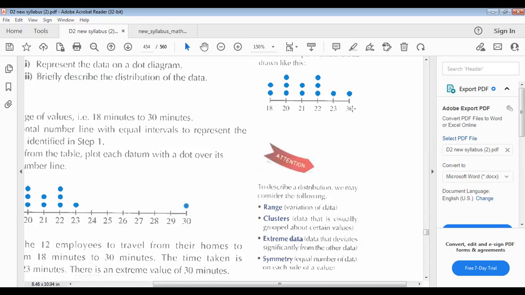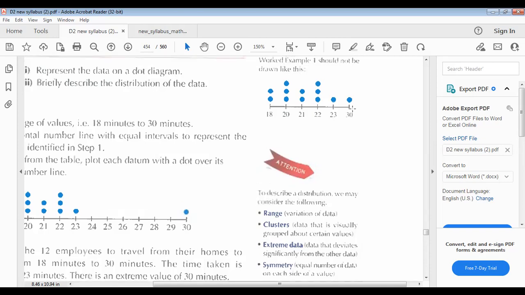Symmetry means an equal number of data on each side of a value. For example, if you see 21, on both sides of 21, at 20 and 22, there is similar data. Or if you take 20, on both sides of 20, at 18 and 21, there is the same data. So you can say that this is symmetrical data. So this is all about the dot diagram.